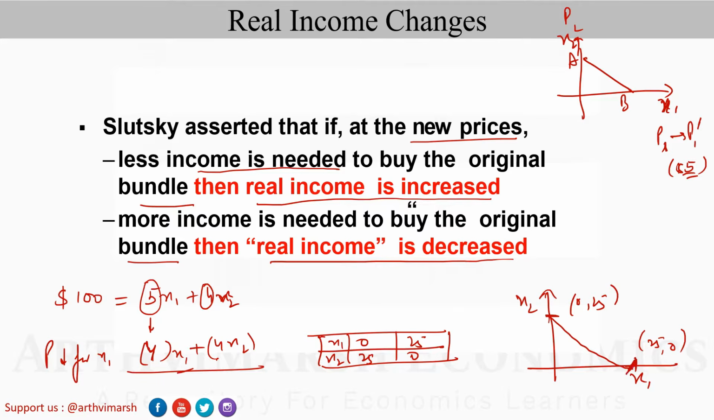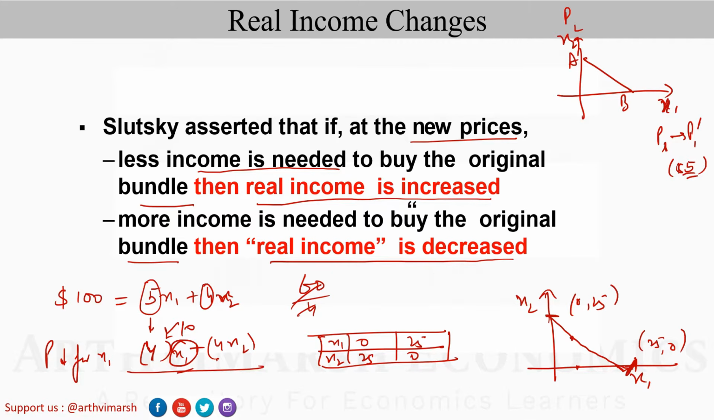And also, let's take some point in between as well. So let us say that you had x1 equals 10, right? So it's going to be 40. So the new x2 will be how much? It's going to be 60 upon 4, right? It's going to be 15. So this will be 10, 15, right? So it's going to be somewhere here, 10, and the 15 is going to be somewhere here. So this will be the new budget line.